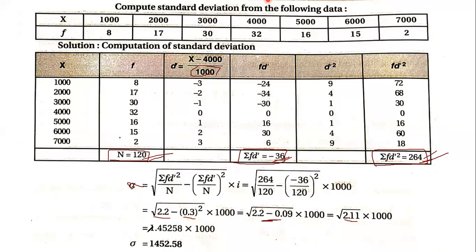Then take out the square root. Do not multiply 1000 at this stage. Keep it as it is. With the square root, you cannot multiply the 1000. Once you remove the square root, you get the value 1.45258. Now multiply 1000 at the last step. So your standard deviation is 1452.58. This is the final standard deviation value from the discrete series.